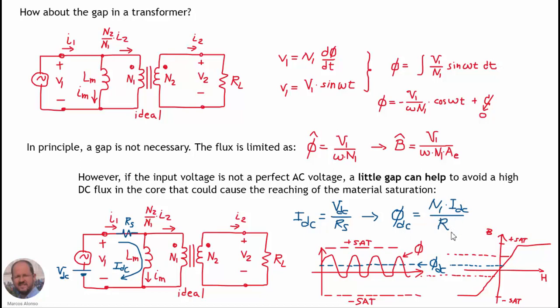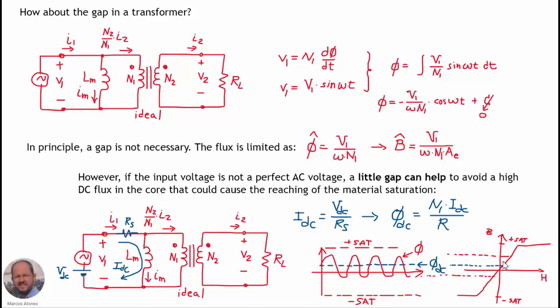So in this case, what is going to happen is that the total flux that we have in the core is going to have an AC component, as we have calculated, and a DC component due to this DC component of the input voltage. Therefore, we are biasing the flux, and then we can reach one side or the other of the saturation of the BH curve. So we are not operating exactly around the origin of the BH curve, and if this DC component is high enough, then we can reach saturation.